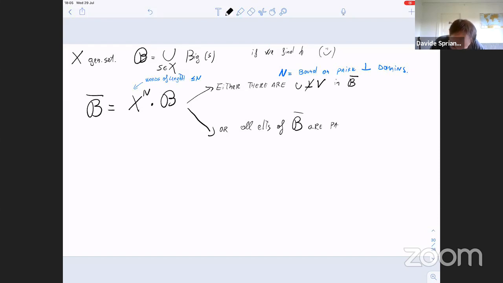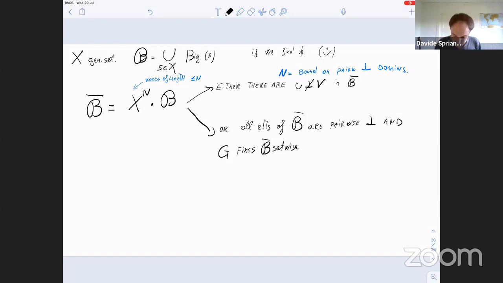all elements of B bar are pairwise orthogonal. Well, this is obvious, right? What they just wrote is obvious, just because one sentence is a negation of the other. But then this is the end bit, and this is just some standard combinatorial argument, not very hard, that G fixes B bar setwise.